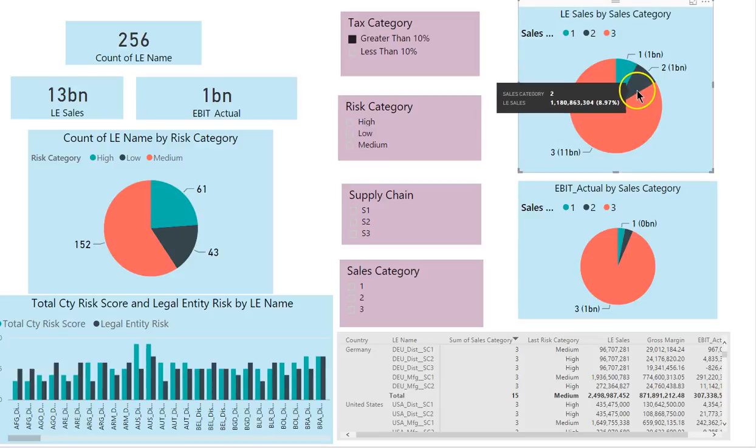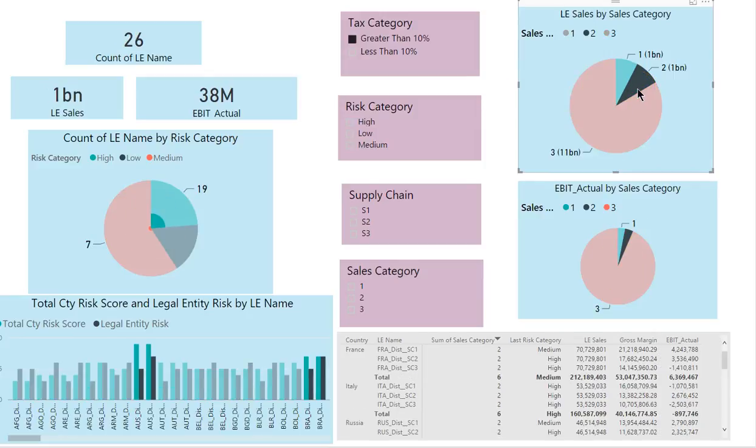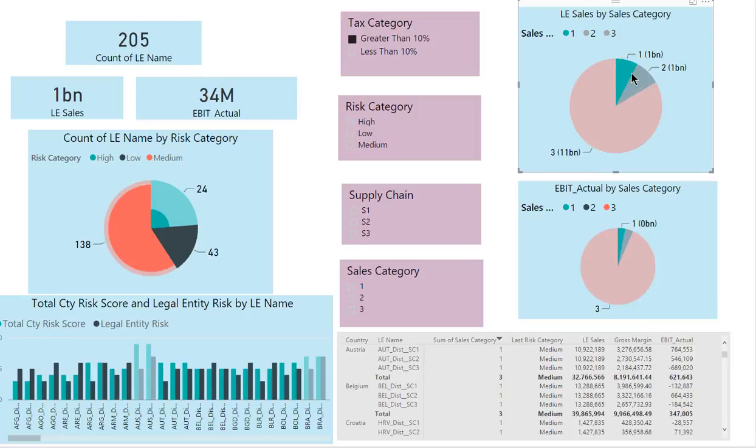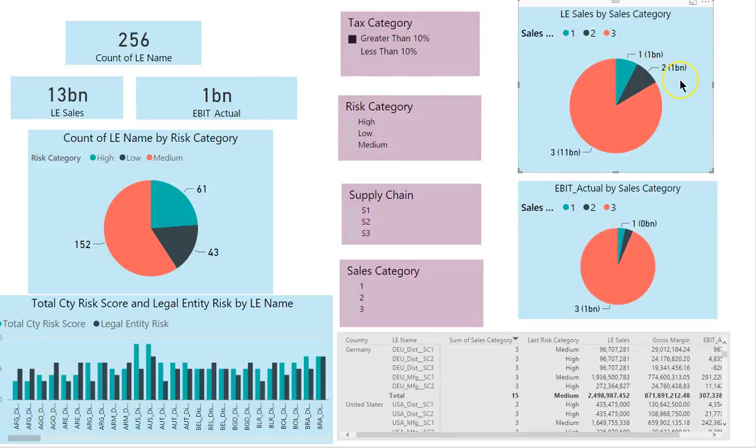The second decile has 26 companies with 2 billion, or just 1 billion, of sales and 38 million of EBIT. And then the remaining 80% of the companies, there's 205 of them, they have 1 billion of sales and just 34 million of EBIT. And so they really aren't accounting for very much of the sales at all. And so perhaps we should think about documenting by sales category.